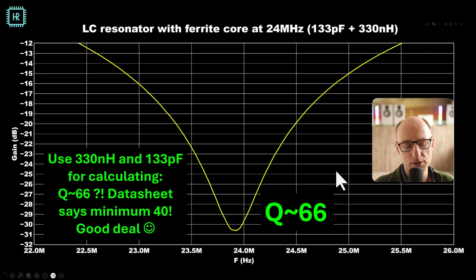Now I already mentioned it's a little bit weird that this ferrite core had a Q of 70 equal to the air core. So I wondered, in the datasheet it said it was minimum of 40 at 25 megahertz. So I reduced the resonance frequency to 25 megahertz, and I did that by adding 100 picofarad. So it's 133 pico plus 330 nanos. And what we see is we get minus 31 dB as a dip, and the Q is 66. So where they're stating that it's a minimum 40, they're being very, very generous with their Q because you're actually getting 66.